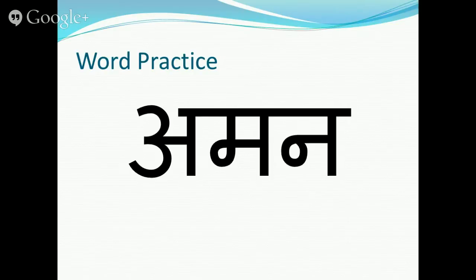So here we see an interesting thing: now, because it is at the beginning of the word, it's not after another consonant. Now we write its full form. So this is a, followed by ma, followed by na. Aman, aman. Ma, na. Aman. So remember, it's not aman, but aman.